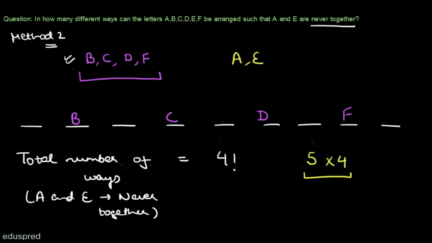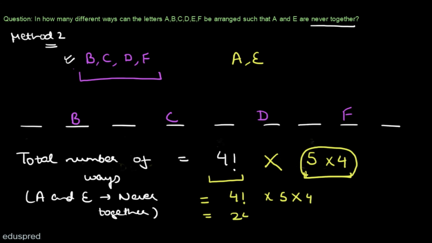So this is the number of ways in which we can insert A and E into these spaces. So this is the total number of ways to arrange the letters in purple, and this is the total number of ways to arrange the letters in yellow. Now we have to arrange the letters in the purple and the letters in yellow. So that means we have to multiply these two. So this implies that your answer is 4 factorial multiplied by 5 multiplied by 4. And 4 factorial is equal to 24, and this is 20. So this is equal to 480 ways, and this is the answer.